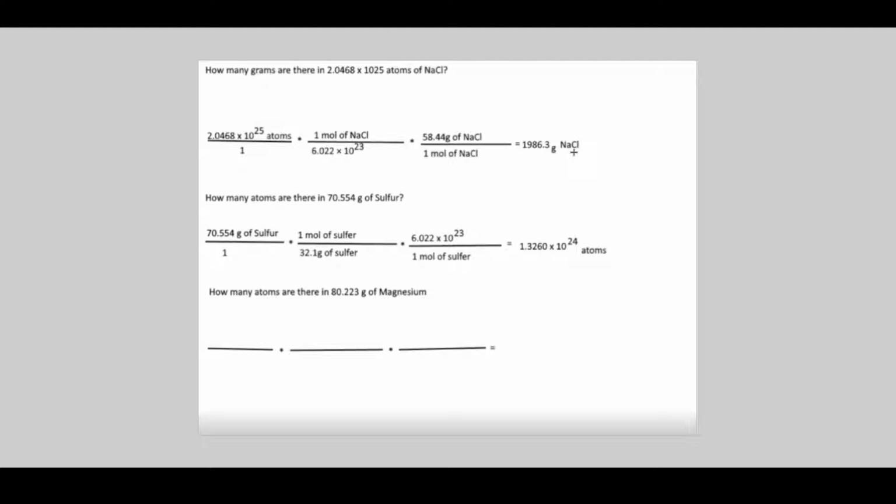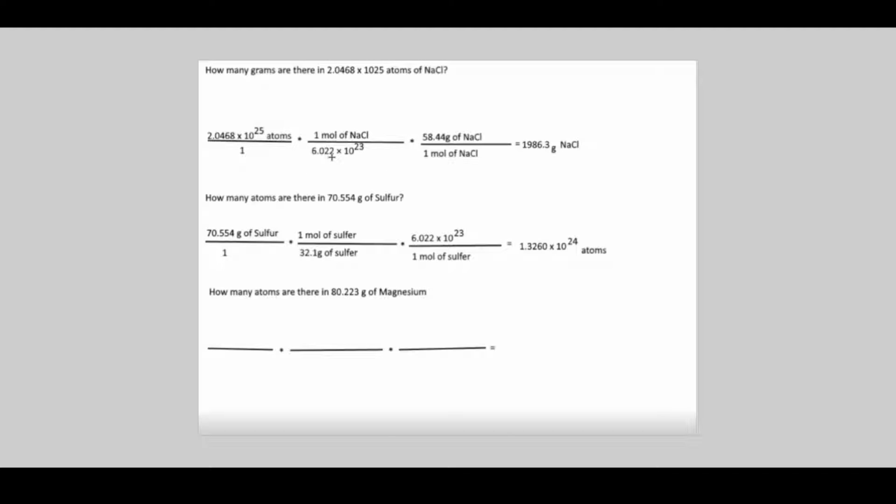So, the first thing we are going to be doing is atoms to grams, and then atoms to atoms. This asks how many grams are in 2.0468 times 10 to the 25th atoms of NaCl. So you saw, like last time, you plug in the number it gives you, and then you put down here.